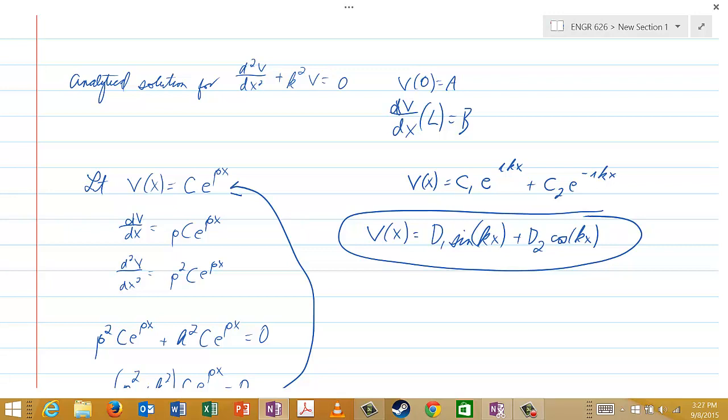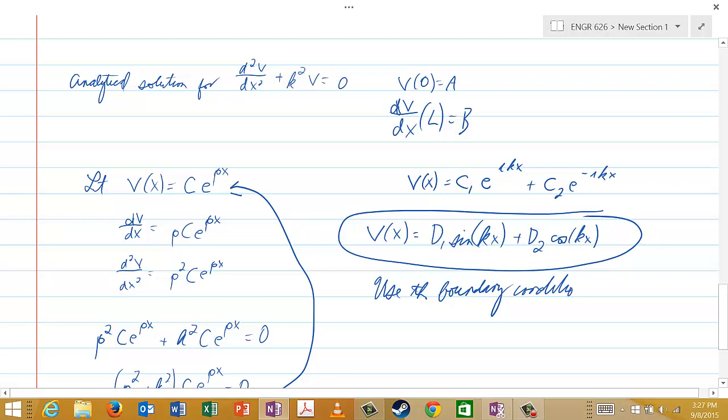And of course, how do you find d1 and d2? You use the boundary conditions to find d1 and d2.